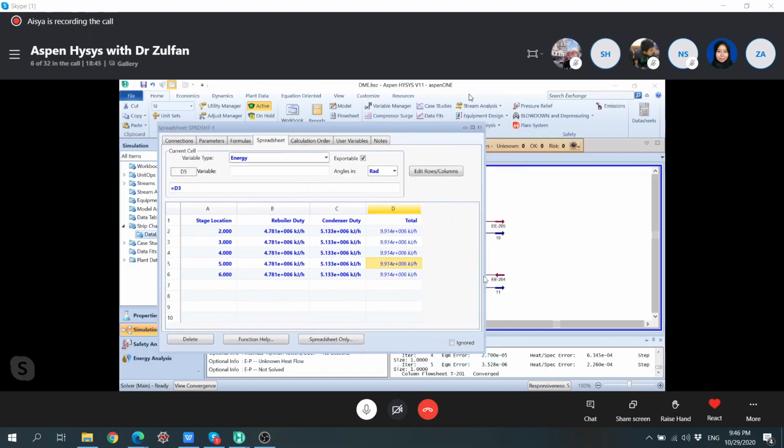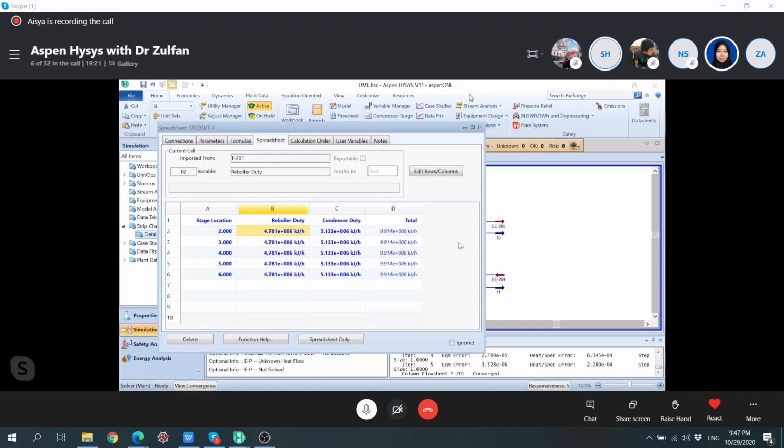Okay, now 4 point. So in this case, looking at this number, roughly it's kilojoule per hour. Can you change it to kilowatt, for example, the duty? No, the unit. Okay. So in this case, you can see changing the feed location from stage 2 until stage 6 doesn't change the duty whatsoever. So that means you can put your stage location at whatever you would like to put it, basically.